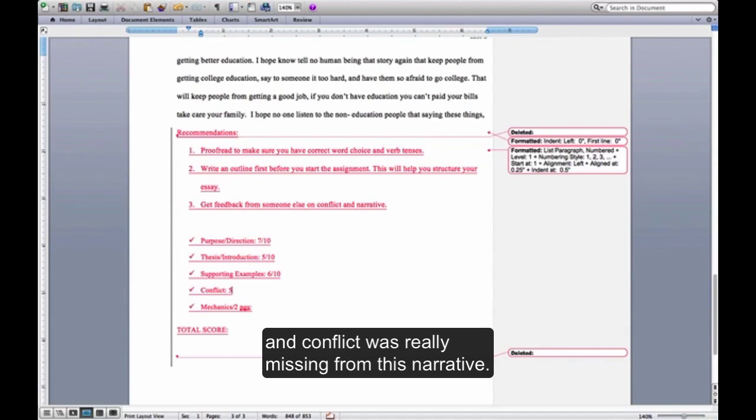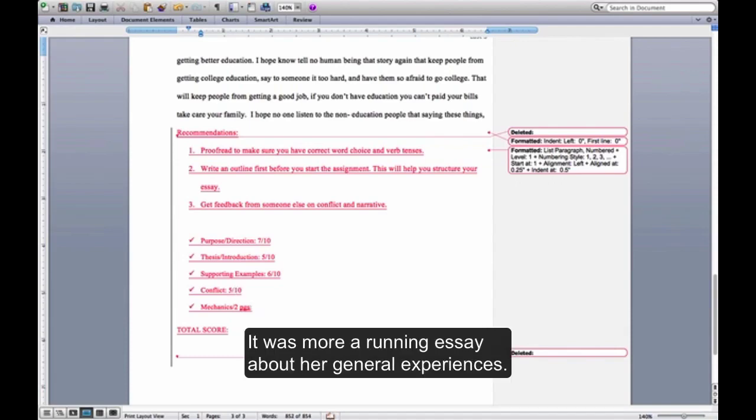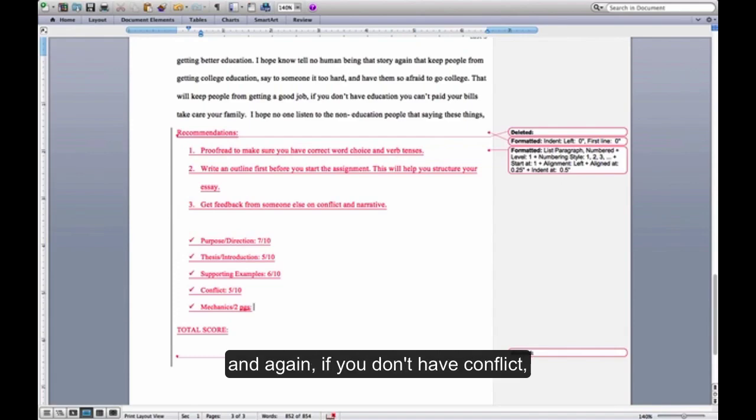And conflict was really missing from this narrative. It was more a running essay about her general experiences. There was nothing central. There was no central conflict. And again, if you don't have conflict, you probably don't have a narrative.